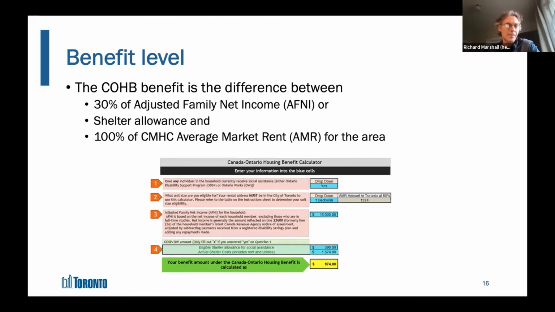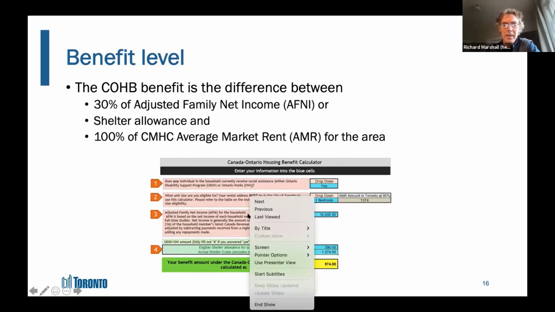Okay, so benefit level. Unlike the housing allowance program that Catherine described, the benefit is not a fixed amount. It's an income-related amount. So really what it is, is the difference between 30% of a household's adjusted family net income, or if they're receiving social assistance, the difference between the shelter allowance and 100% of CMHC average market rent for the area. And I think probably the best way to give you a sense of this, let me see if I can open this up.